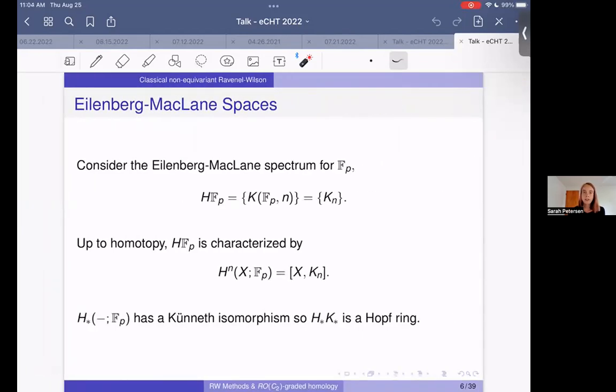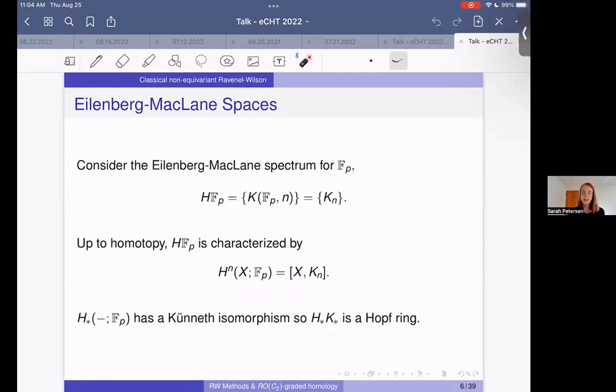So if we want to talk about Eilenberg-MacLane spaces, it's good to set our notation for that. We're going to be considering the Eilenberg-MacLane spectrum, HFP, associated to the group FP, and we'll denote the spaces of that spectrum simply by Kn. And up to homotopy, HFP is characterized by the cohomology of a space X being equivalent to the homotopy classes of maps from X into your space Kn.